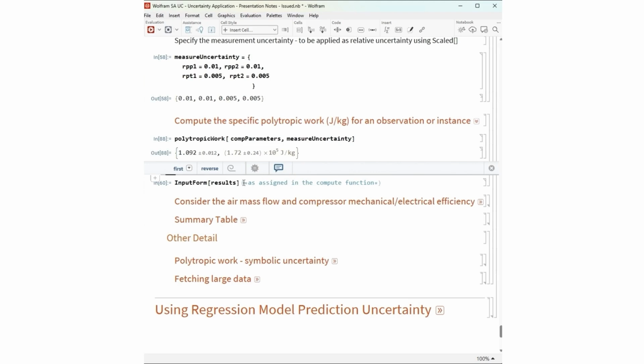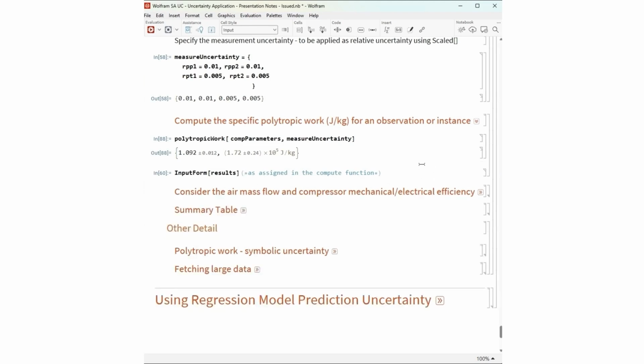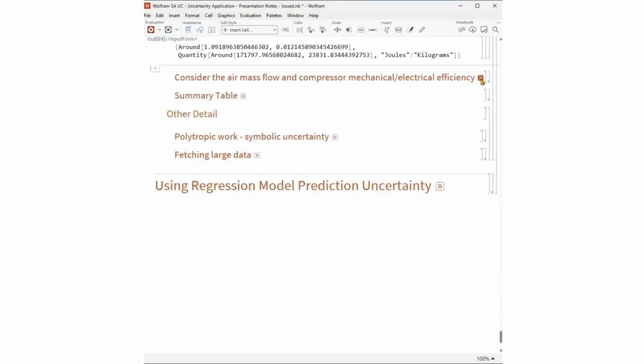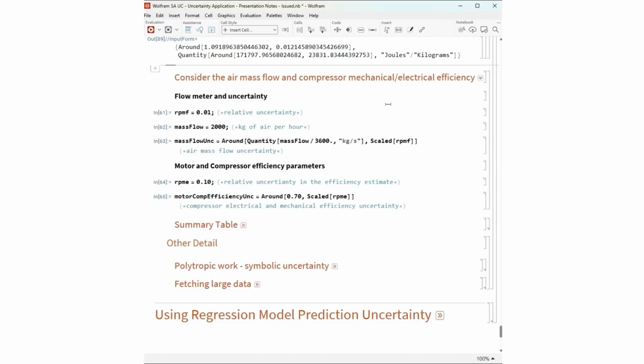You can also look at the input form of those results like this, getting the quantities of the answer in joules per kilogram. There's a mass flow meter on the compressed air line measuring the mass at a 1% relative uncertainty. There's one recorded instance showing a mass flow of 2,000 kilograms of air per hour, and there's a mass flow uncertainty.